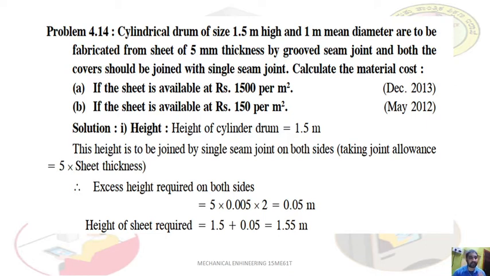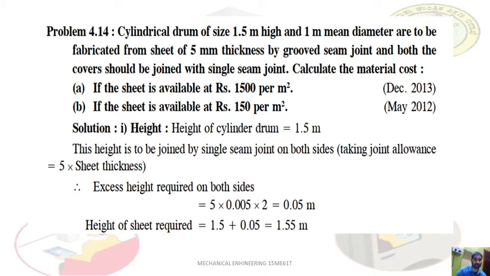Taking allowance 5 into sheet thickness. So in case of single seam joint, we are taking allowance as 5 into sheet thickness for making groove. So excess required on both sides, since this groove has to be done on both sides of the cover height wise, is 5 into 0.005 into 2, so the excess height required on both sides is 0.05 meter.